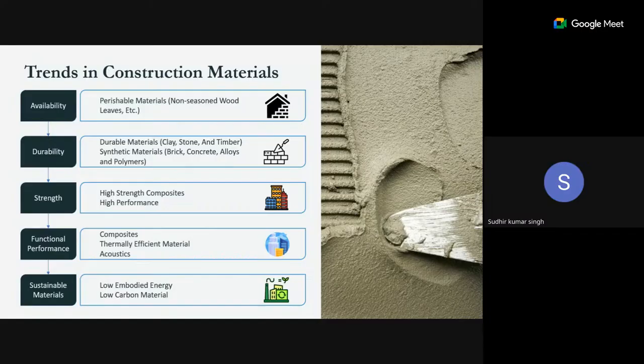But then again, we were not satisfied. We wanted serial number 2, 3, 4, all together. So all this development went up to the sustainable materials. So a sustainable material, by definition, should be available in my vicinity or locality. It should be durable, so I don't have to use much of the non-renewable resources of Mother Earth.